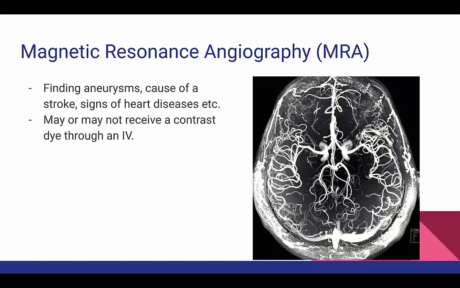If they were looking at your heart, they might look for signs of heart diseases, which we mentioned before. They might look at the coronary arteries. And magnetic resonance angiography has a lot of different approaches in itself, and some use the contrast material, some don't use the contrast material, but if they do, they're going to have a dye going through their bodies using an IV.